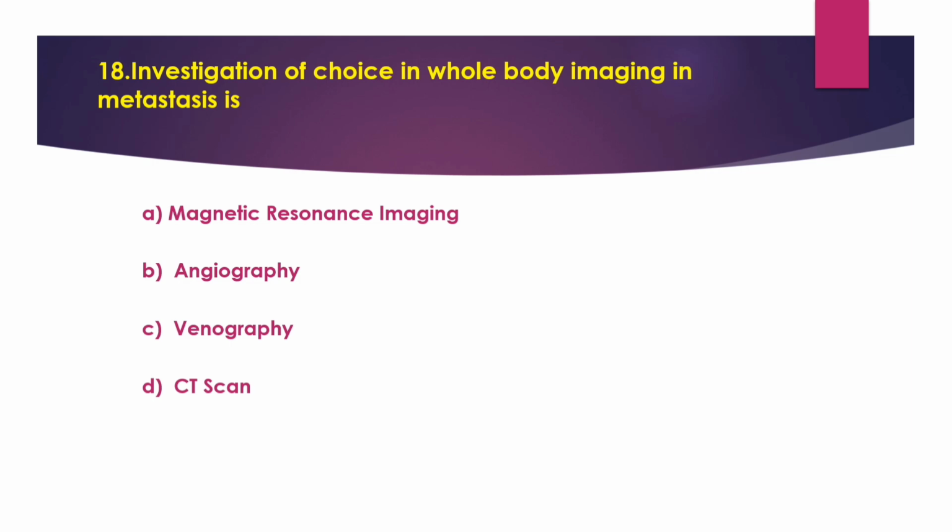MRI is not good for bony imaging. Angio and veno are all related to blood vessels. So the best choice is CT scan to determine the whole body imaging for metastasis. So the answer is option D, CT scan.